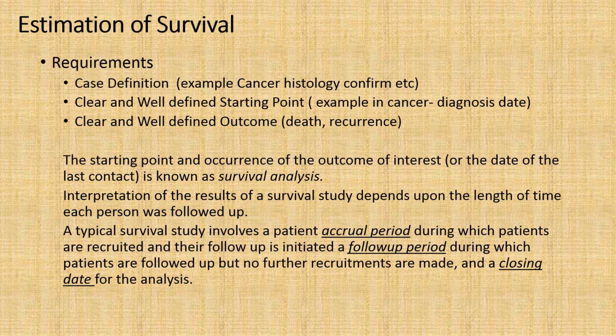Let's deal with all of them one by one. Case definition means how you are going to register a case in your survival analysis. Is it the date of diagnosis, or the date of disease onset, or the date the patient visited a particular hospital? In case of cancer, the date of diagnosis is usually taken as the date of onset of a disease. There are certain variables, but you should know about the case definition. Then the second point is a clear and well-defined starting point. Is it the date of diagnosis or something else?